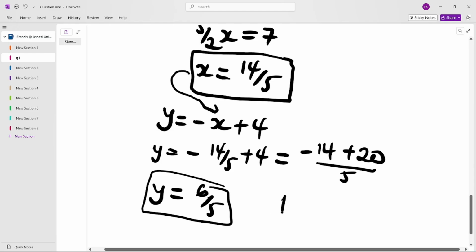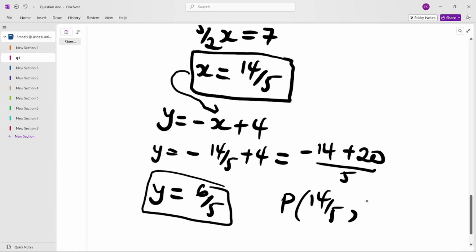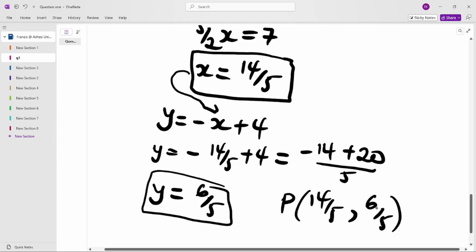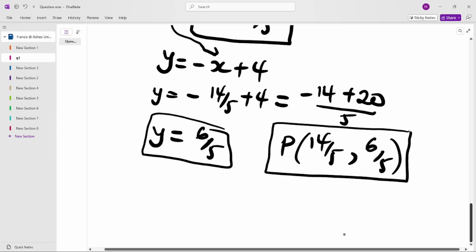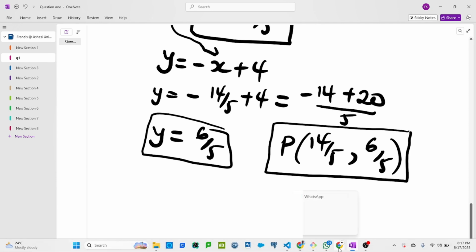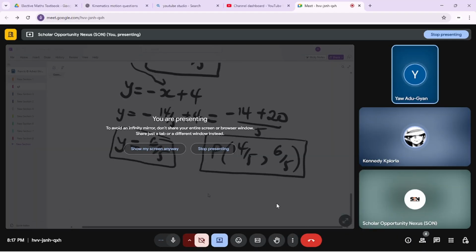So therefore, the point of intersection P is the x value first, 14 over 5, comma, the y value 6 over 5. This is the point of intersection that we are looking for. Are we good? Yes, sir. Okay, sure.